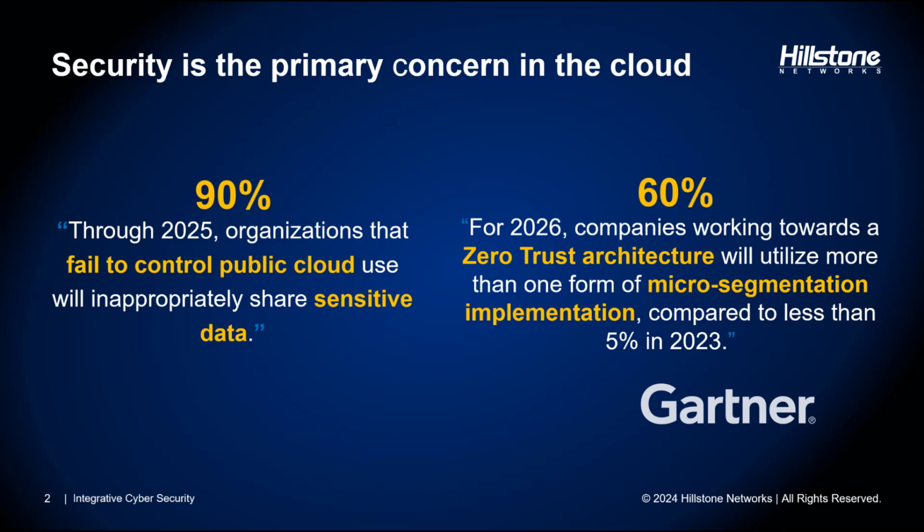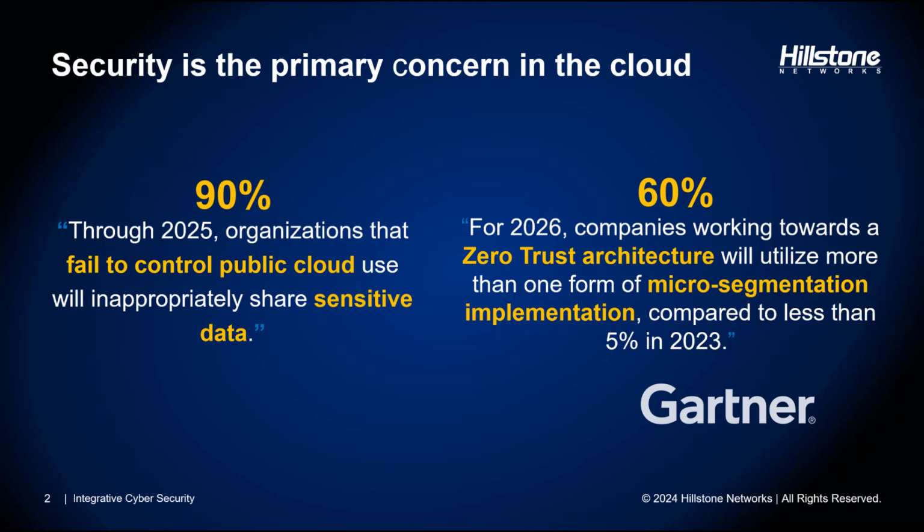Today, we are diving into two critical forecasts that underscore the evolving landscape of cybersecurity: the risks associated with uncontrolled public cloud usage, and the emergence of zero-trust architecture coupled with micro-segmentation. Firstly, let's address the risks associated with uncontrolled public cloud usage. According to projections, by the year 2025, a staggering 90% of organizations that fail to control their public cloud usage effectively will inadvertently expose sensitive data. These sobering statistics highlight the pressing need for robust governance and security measures in cloud environments.